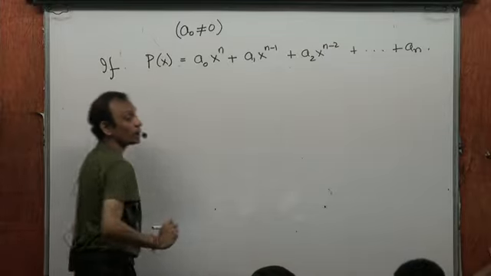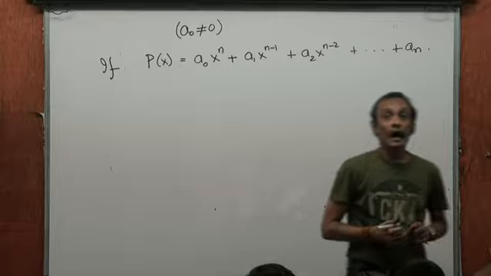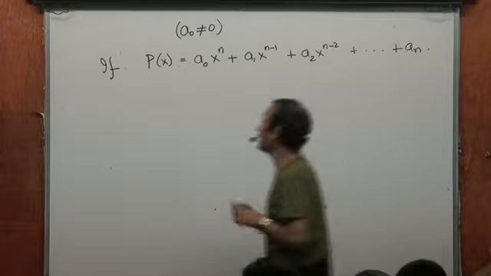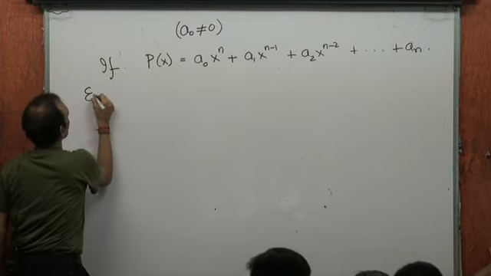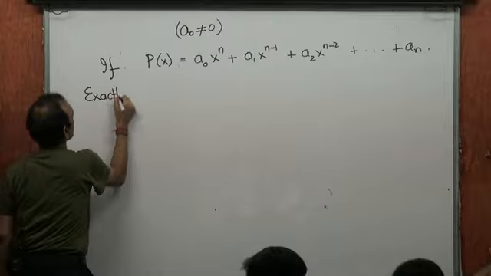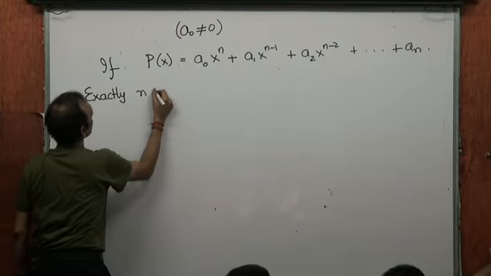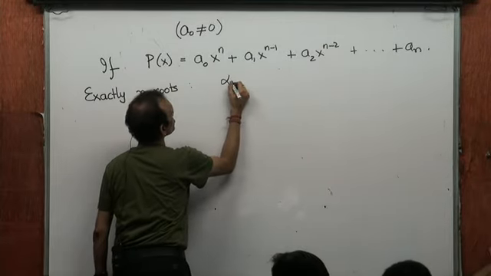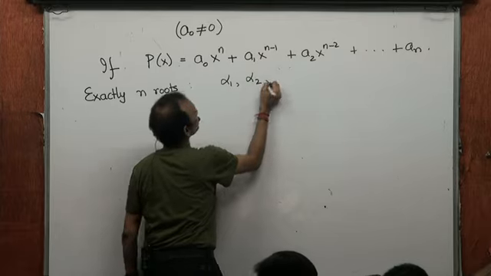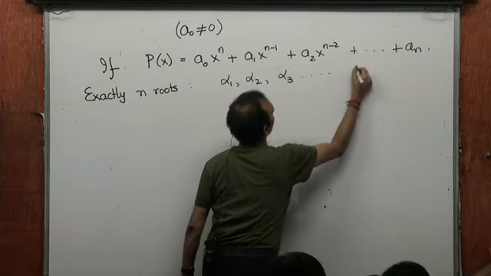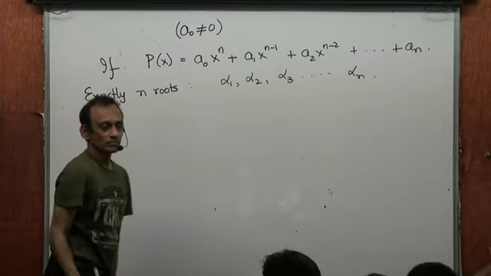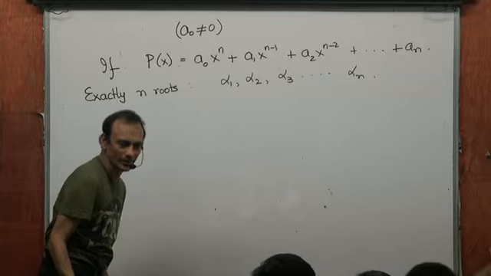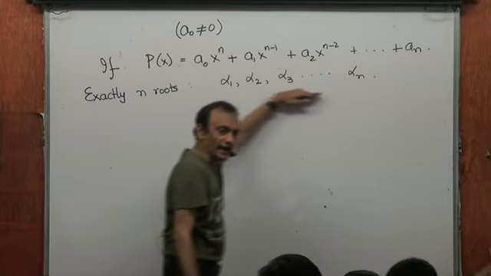Now, it's a polynomial of degree n. For how many values of x will it vanish? N values. It must have exactly n roots, real or complex, distinct or coincident. Say, let me call those n roots alpha 1, alpha 2, alpha 3, alpha n. Some of them could be real, some could be complex, some could be coincident, etc. Don't bother about that. It must have exactly n roots.